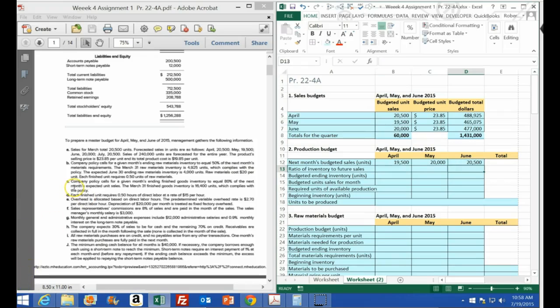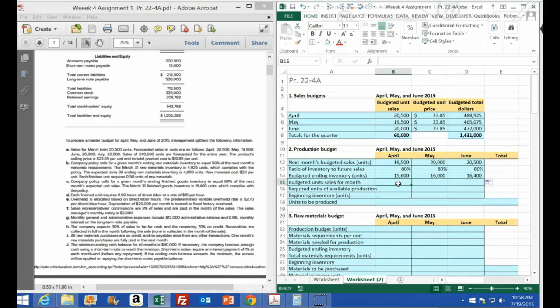Then if we look at letter C, we have the company policy calls for a given month's ending finished goods inventory of 80% of the next month's expected unit sales. So we're going to have an 80% ratio here. And then we can multiply that out. So we're going to say this equals the 19.5 times the 80%. We can copy that across. That should be the same relative formula all the way across.